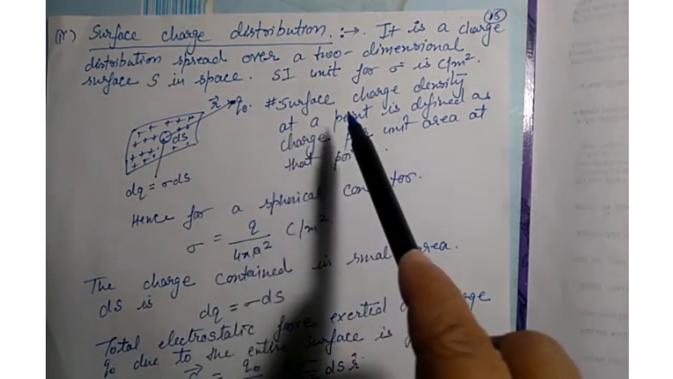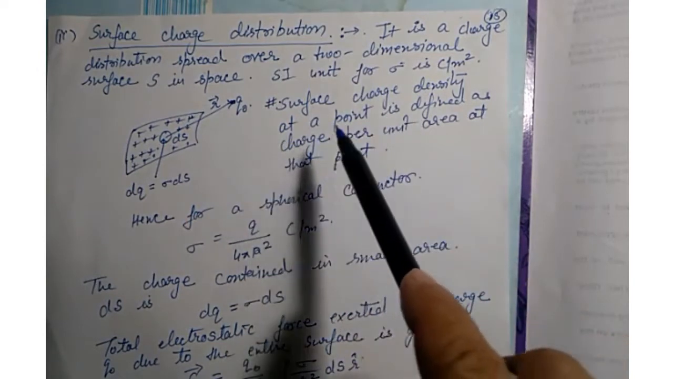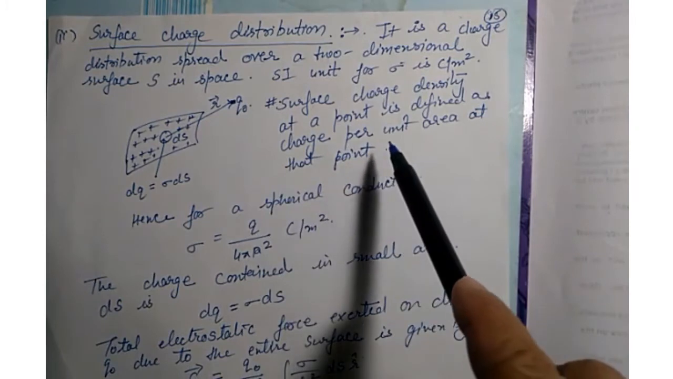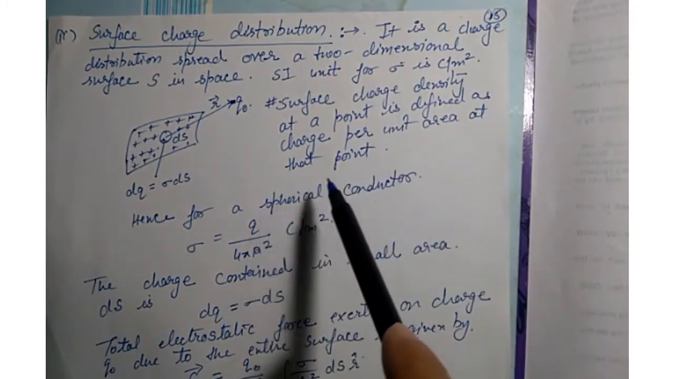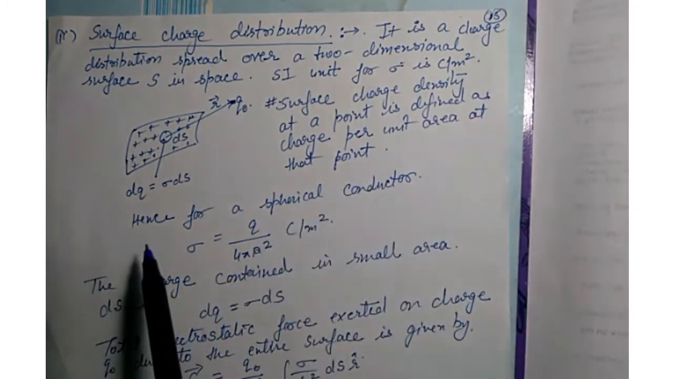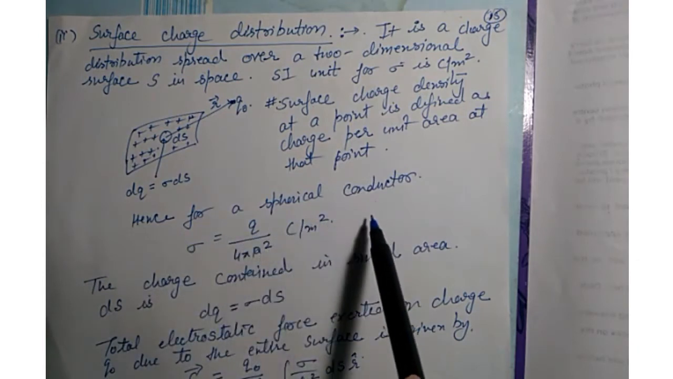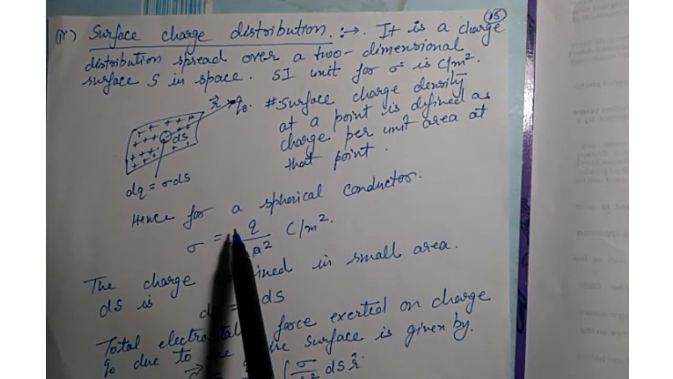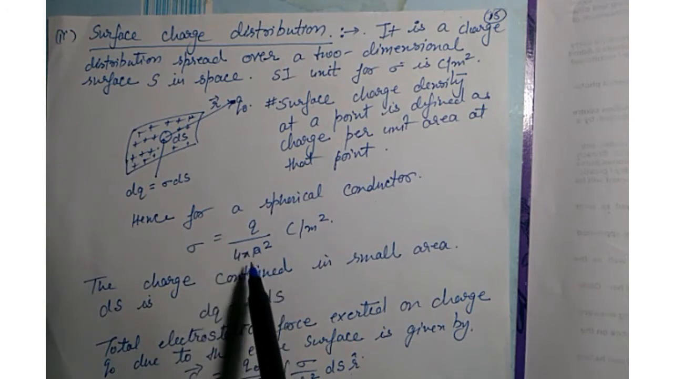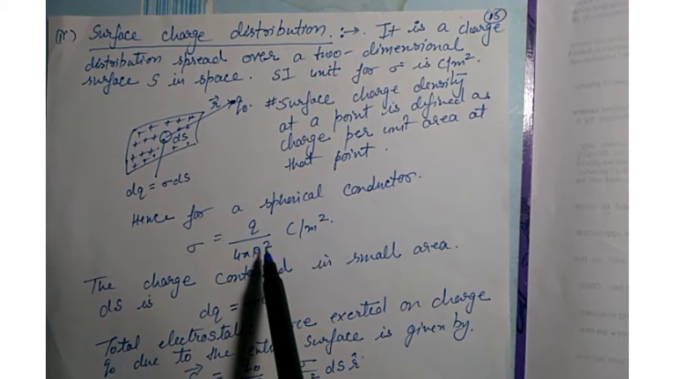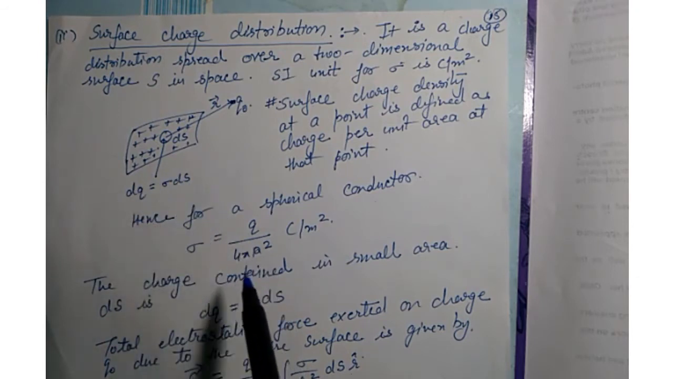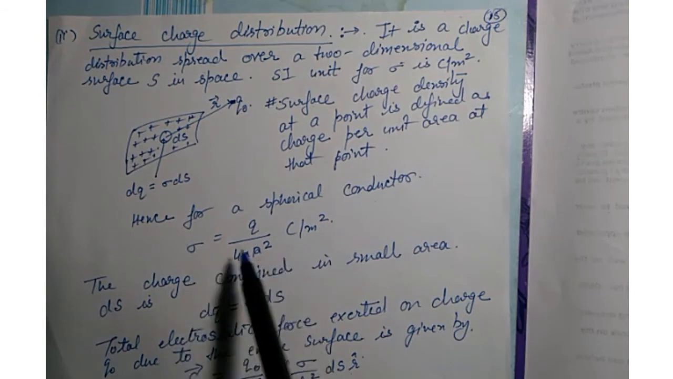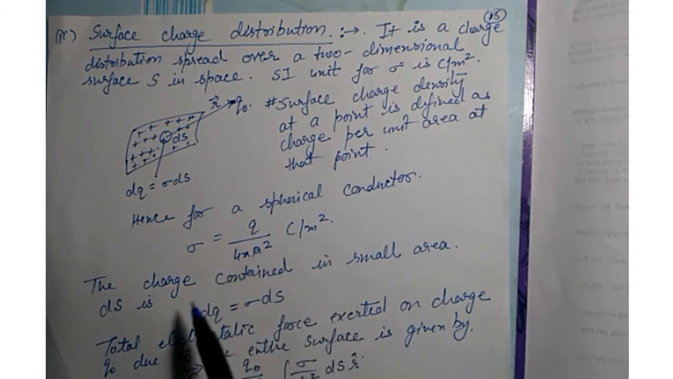The surface charge density at a point is defined as the charge per unit area at that point. Hence, for a spherical conductor, sigma equals the charge upon the area, and we know that the area of the sphere is 4 pi r square, and the unit is coulomb per meter square.